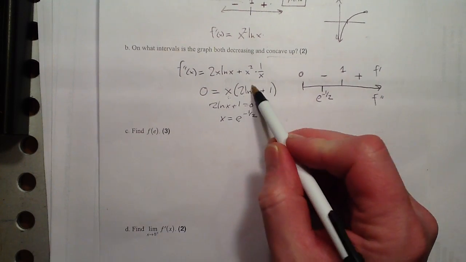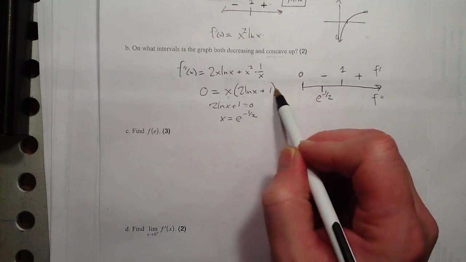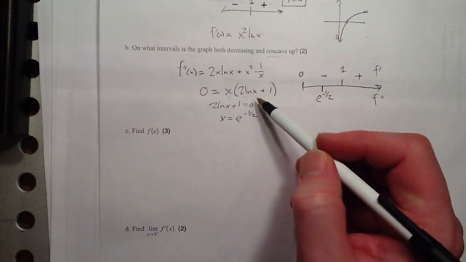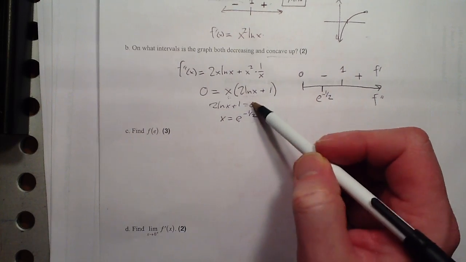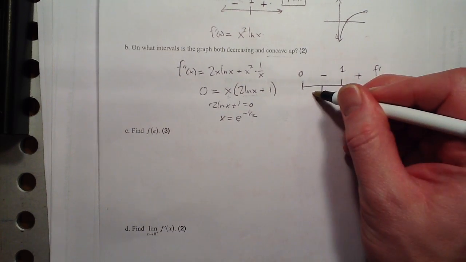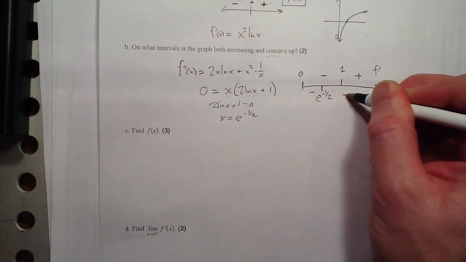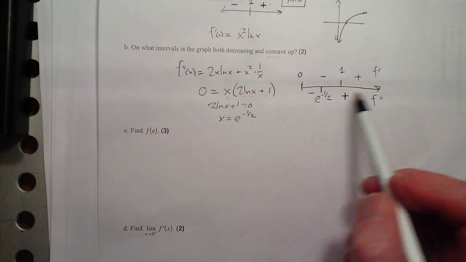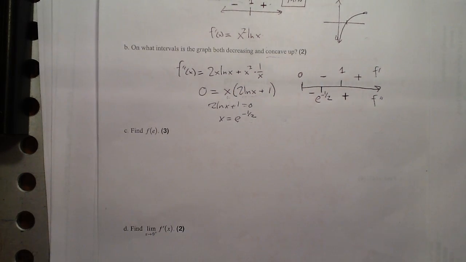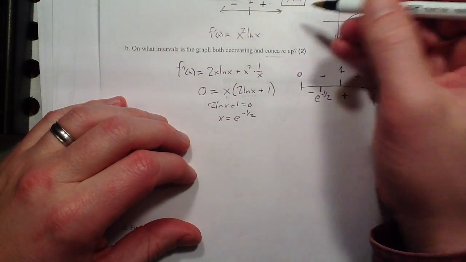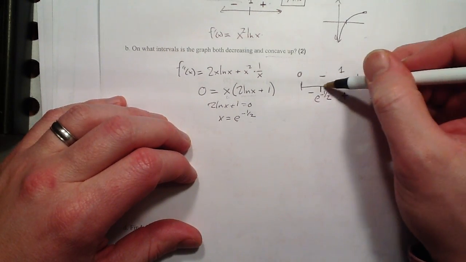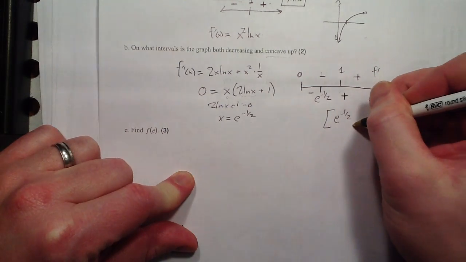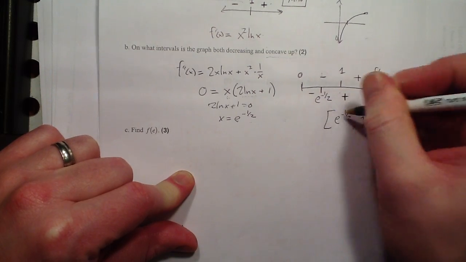And this, although it's been shifted around a little bit, is really just another version of this. It's a natural log function. This shifts it up 1, and this gives it a vertical stretch. So it still goes from negative to positive. And again, the x here, since I'm only in positive numbers, doesn't change the sign. So where is it decreasing and concave up? Well, that would be this interval right here, in between e to the negative 1/2 and 1.